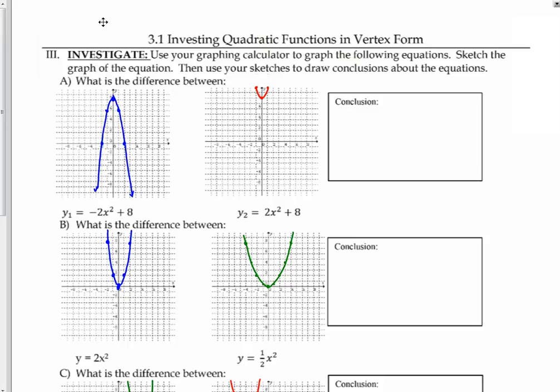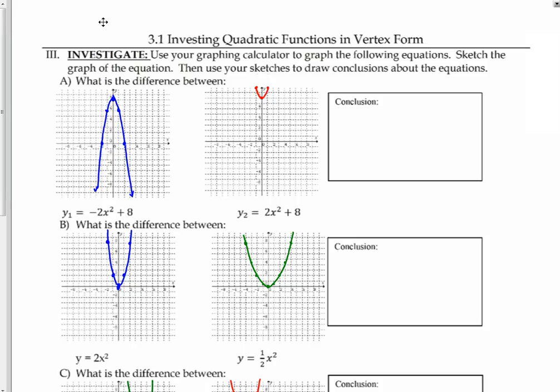What conclusion, what difference did you come up with for the pair of the two graphs? What's their difference? It's the only thing that's different about them. Yeah, Marcus. They're the same, but they're sort of flipped on the same vertex. Okay, so it's flipped. So in terminology that we want to use, what should we say then? One of them opens up and the other opens down.